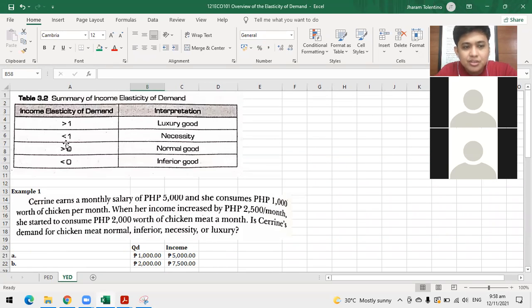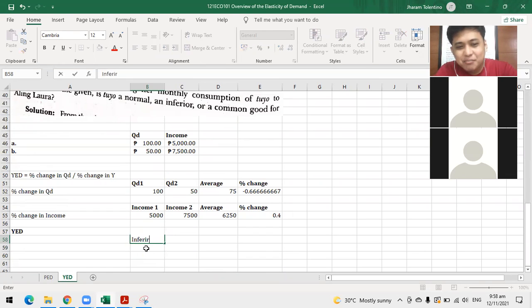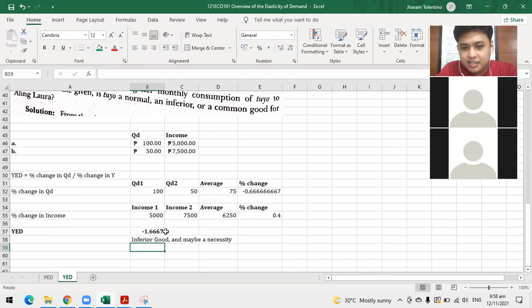Okay. Though it's a necessity, yes, kailangan ka lang niya kapag nandyan ka or kailangan ka niya. Pero inferior ka. Bastos. Okay, so it's an inferior good. And maybe a necessity. So, yung kumbaga, nandyan ka na lang kasi nakasanayan. Biro lang. Saan pa ba kayo?